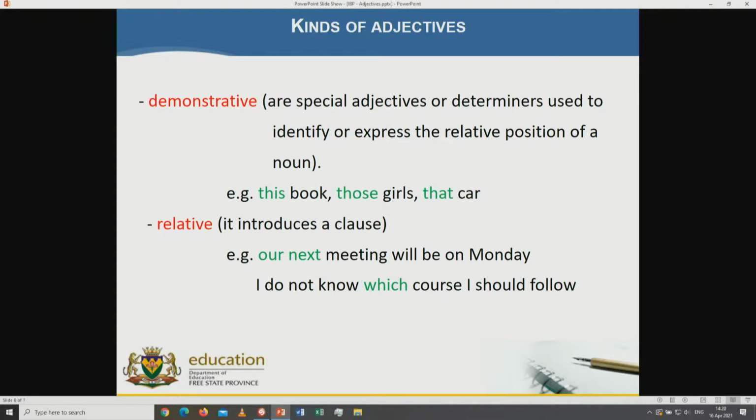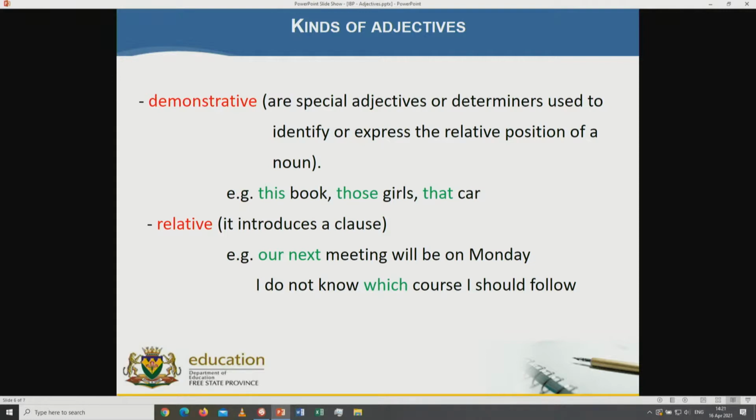Now let's come to relative adjectives. It introduces a clause. Like for instance, our next meeting will be on Monday. The words in blue are the adjectives. Our next meeting will be on Monday. And what else do we have? I do not know which course I should follow. We say these are the relative adjectives.